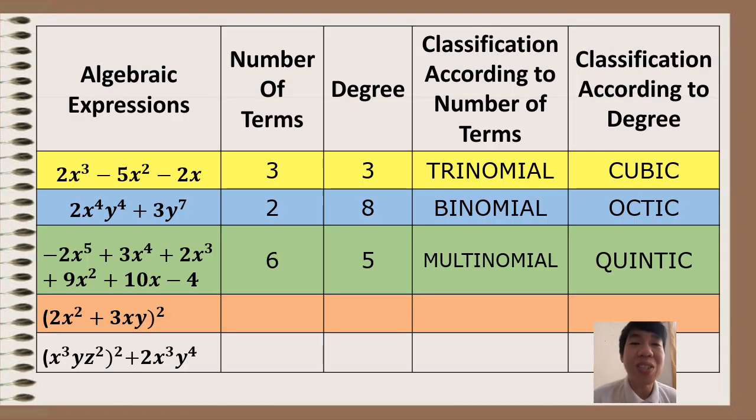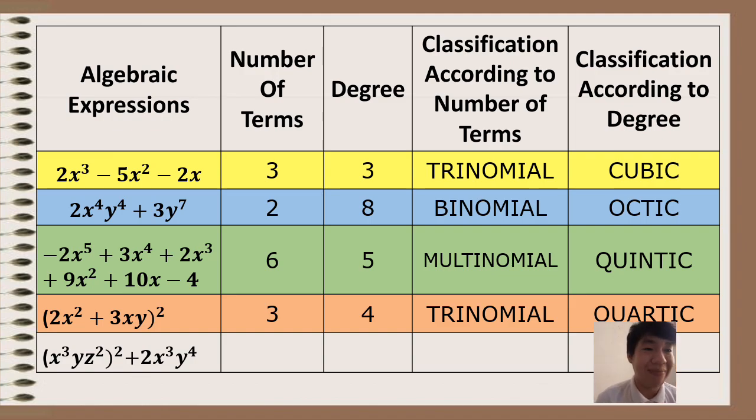Therefore, in the algebraic expression 2x squared plus 3xy quantity squared, we have a number of terms of 3 with a degree of 4, and we classify it according to the number of terms as trinomial, right? And we classify it according to degree as a quartic.